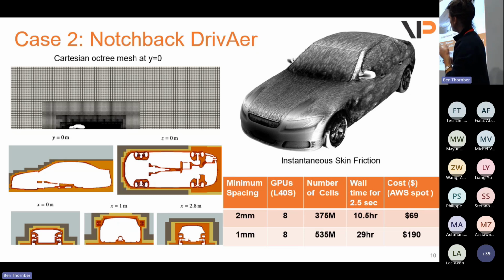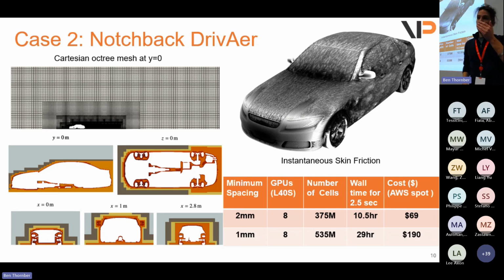So when I say a 2 millimeter or 1 millimeter grid, that means this deepest red here is the finest grid spacing, and everything else is just a factor of 2 coarser for all these different levels. These simulations we ran on a single server node that has 8 L40Ss. The 2 millimeter is 375 million cells, and the 1 millimeter is 535 million cells.